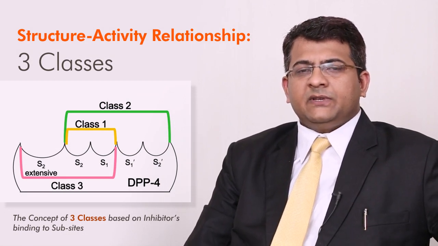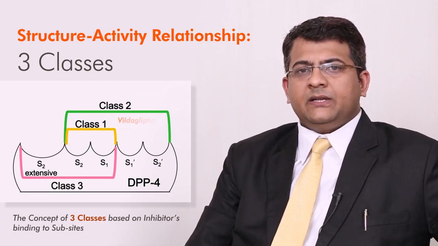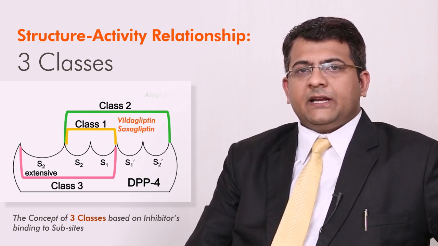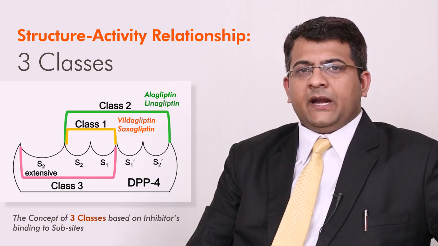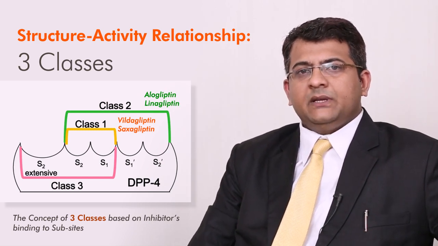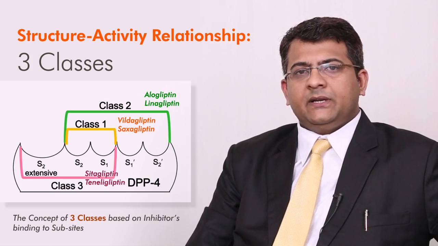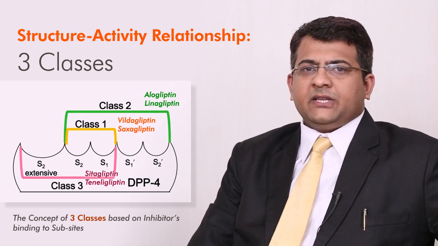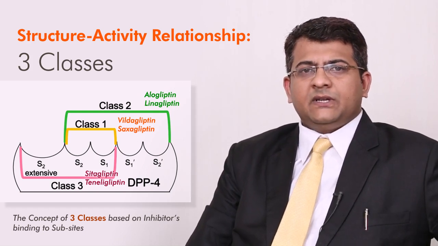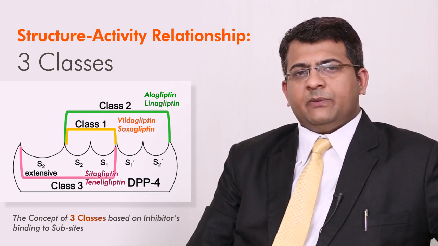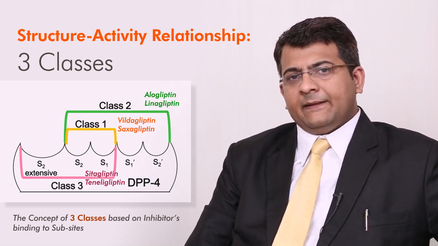The gliptins which only bind with the S1 and S2 are vildagliptin and saxagliptin. The class 2 includes linagliptin and alogliptin, which bind in addition to the S1 prime and S2 prime. The third class includes sitagliptin and teneligliptin, which in addition to binding to the S1 and S2, bind also to the S2 extensive subsite. So what is the benefit of binding to this extra subsite, or classifying the molecules depending upon their binding?